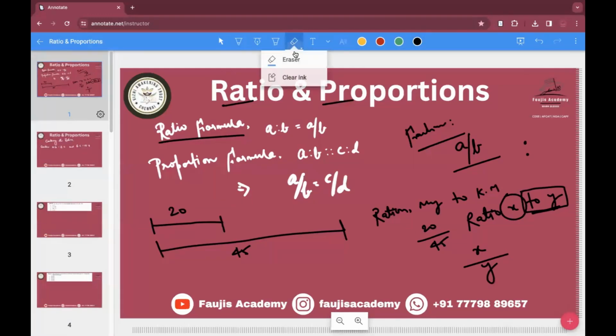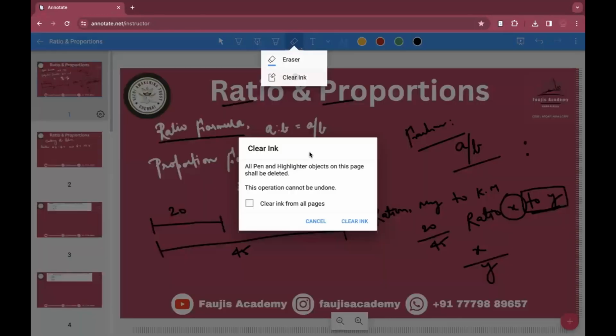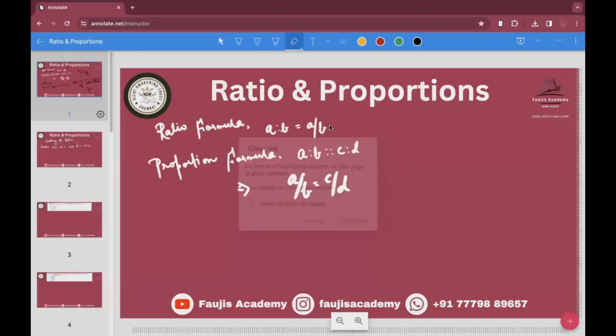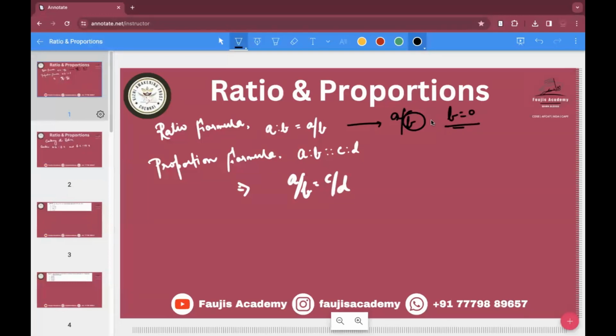Any number, any value, if it is described in the form of a by b, can be considered as a ratio, with the reservation that b cannot be 0. If b becomes 0, it becomes undefined. You must have studied the definition for irrational numbers, something which can be defined in the form of a by b, where b is not equal to 0. It's something similar to that. The ratio I said, my marks is 20, Kaleshwaran's marks is 45.